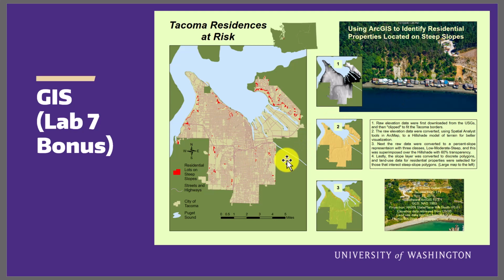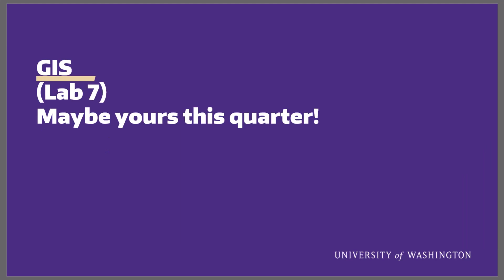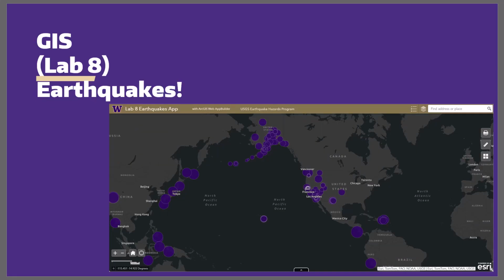And the last Lab 7 bonus. This has the addition of an image, which is always nice. Here's another image, some text boxes, so you can tell that the quality of these maps is increasing throughout the quarter. And again, I'm looking for more maps, so perhaps I'll choose yours and include it from this quarter.